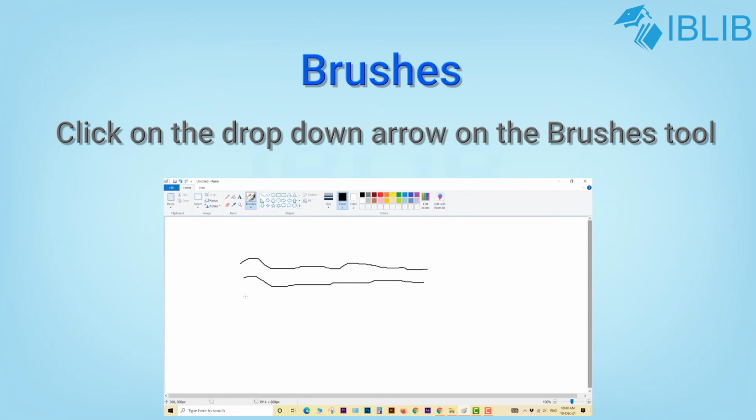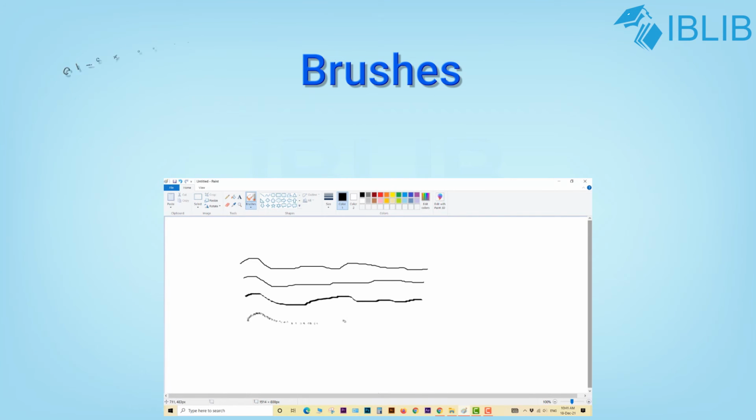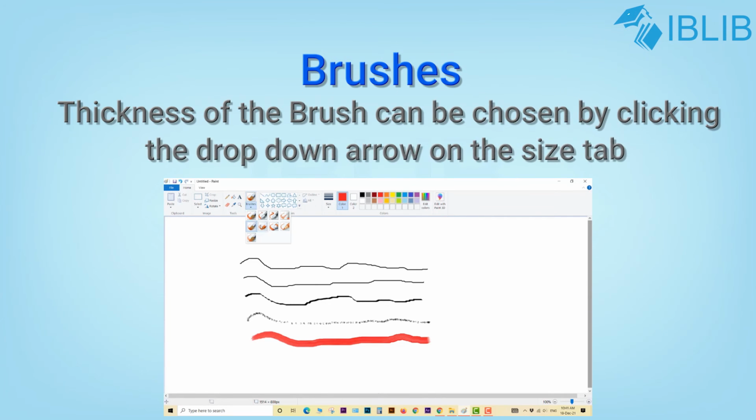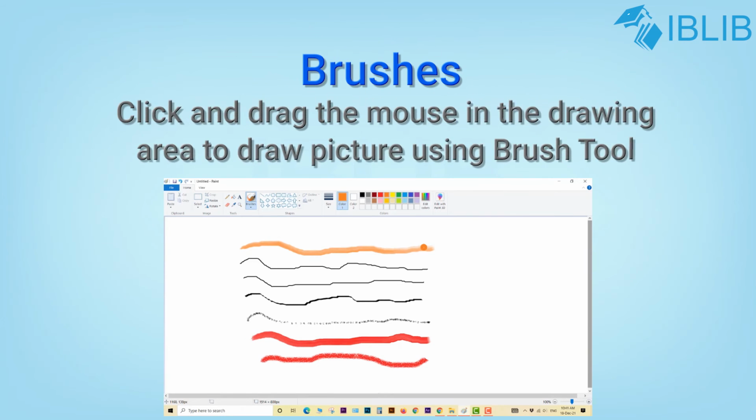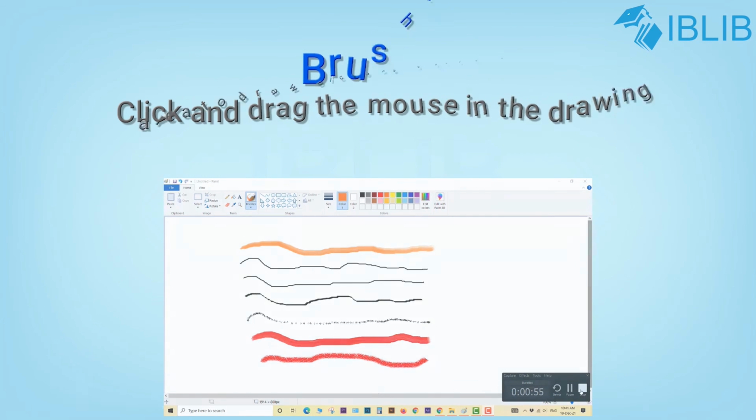Step number 1 is click on the drop-down arrow on the brushes tool. Step number 2, select brush. Step number 3, the thickness of the brush can be chosen by clicking the drop-down arrow on the size tab. And step number 4, click and drag the mouse in the drawing area to draw a picture using the brush tool.